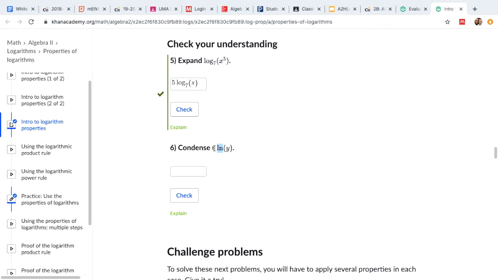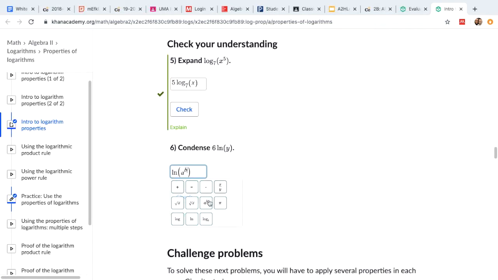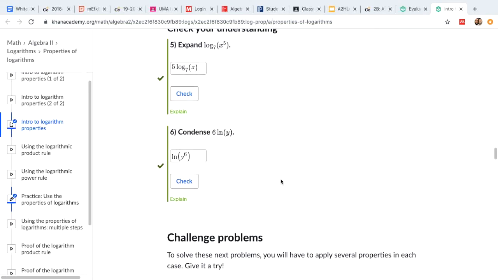It's really about the properties, right? So I could take that 6, I'm going to move it to be y to the 6th power. So I keep my log the same. It's going to be a natural log. I'm going to add parentheses because it doesn't do it this time. And then I'm going to have a y to the 6th power. Right? Because that 6 can be moved as an exponent, and I'm good to go. Okay?